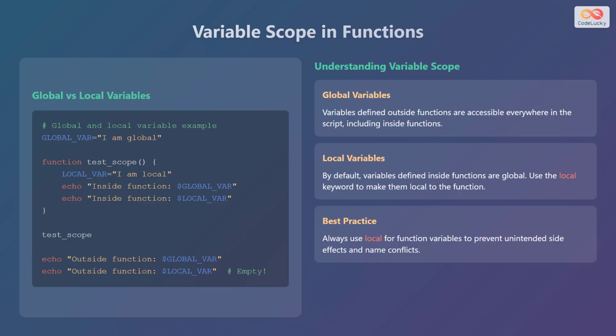Let's understand variable scope further. Global variables are defined outside of functions. They can be accessed from anywhere in the script, including inside functions. Local variables: by default, variables defined inside a function are global. However, you can use the local keyword to limit the variable's scope to the function itself. As a best practice, it's always recommended to use the local keyword for function variables. This prevents unintended side effects and avoids naming conflicts.